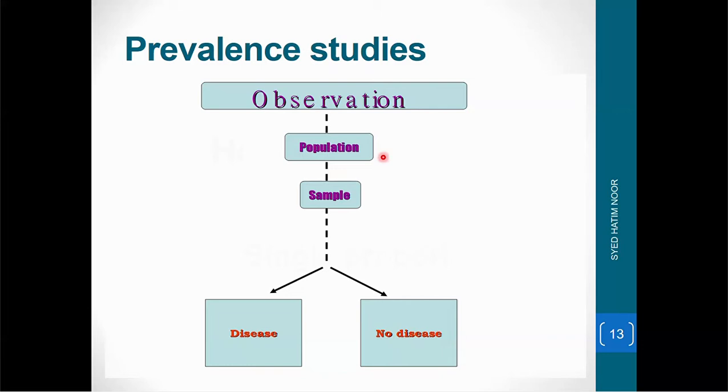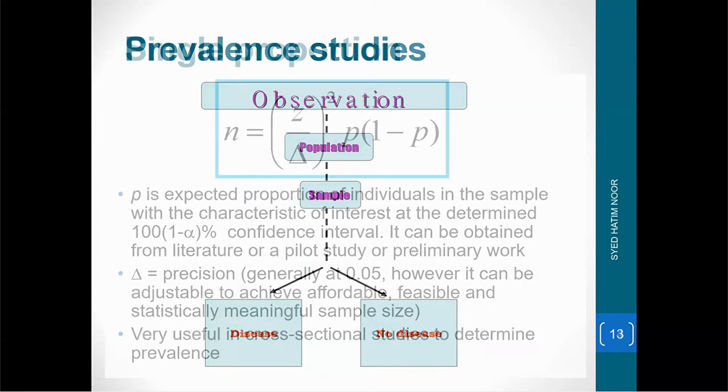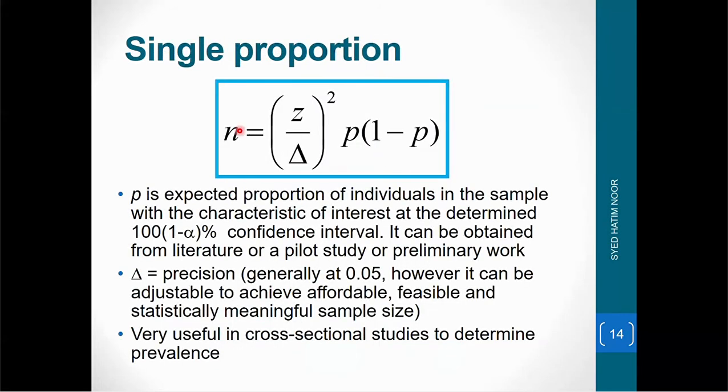Prevalence is in terms of proportion, right? So that's why we use the single proportion. This is the single proportion formula, not much different from the mean formula just now, because there we use the standard deviation. But for proportion, P is a proportion.